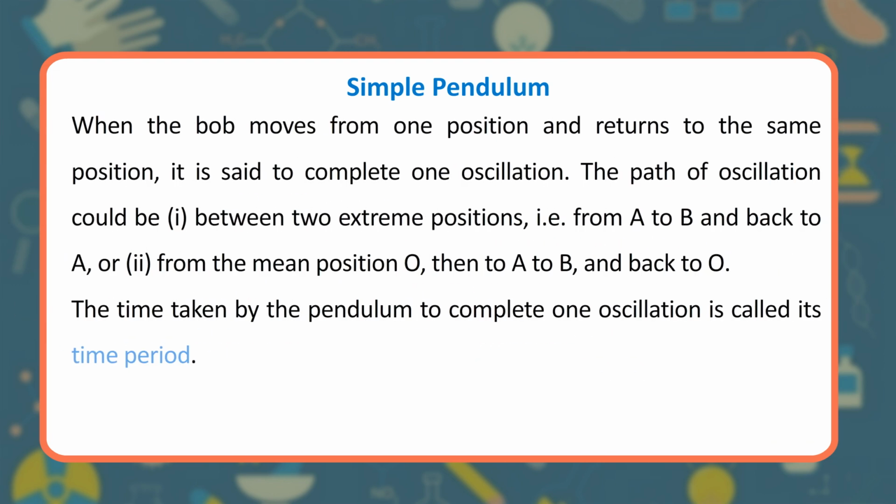When the bob moves from one position and returns to the same position, it is said to complete one oscillation. The path of oscillation could be 1, between two extreme positions, i.e. from A to B and back to A, or 2, from the mean position O, then to A to B, and back to O. The time taken by the pendulum to complete one oscillation is called its time period.